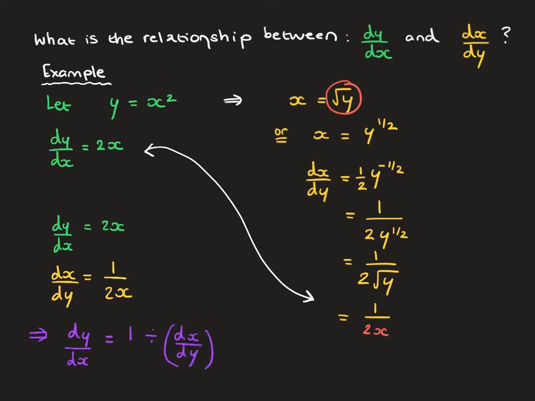And that's a really useful result for us to know, and we'll be making use of that in some of the work that we are now going to do as we look at related rates of change. So please bear this result in mind. dx by dy is the reciprocal of dy by dx, and vice versa, of course. So you will be making use of that result in future.